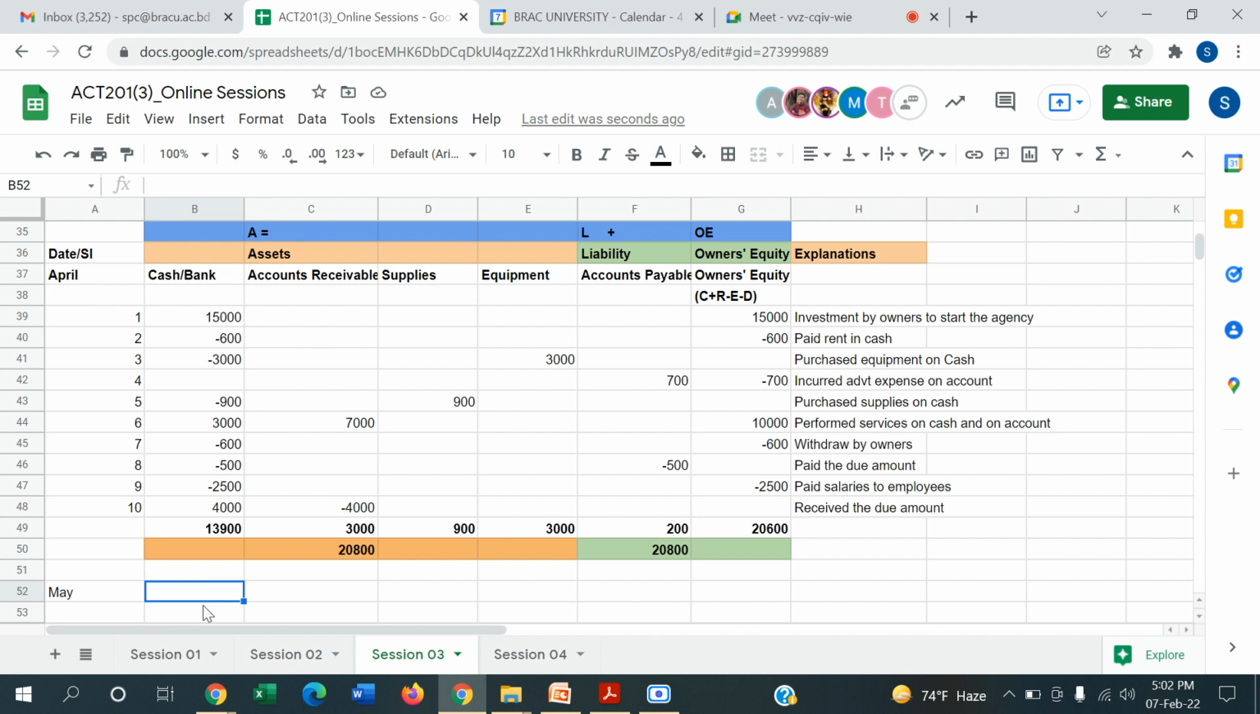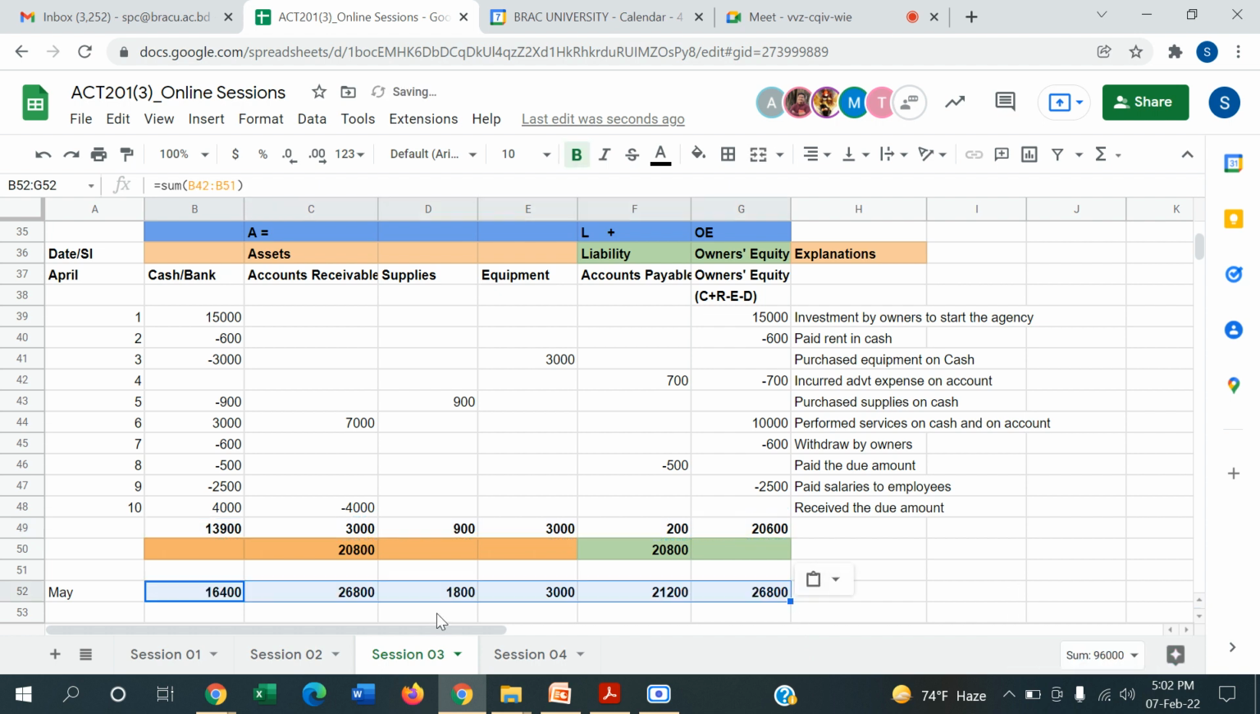What do you think? Yes, sir. So when they are starting their activities in May, do you think that there will be any amount of cash, accounts receivable, supplies, equipment, accounts payable, or owner's claim? Yes. Which amount? These amounts. Do you agree?